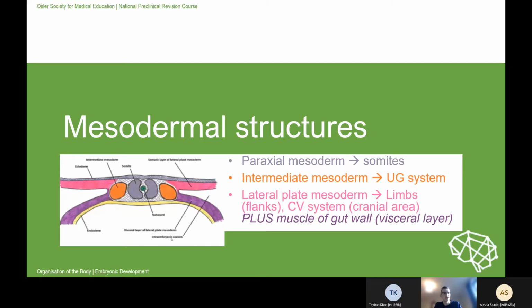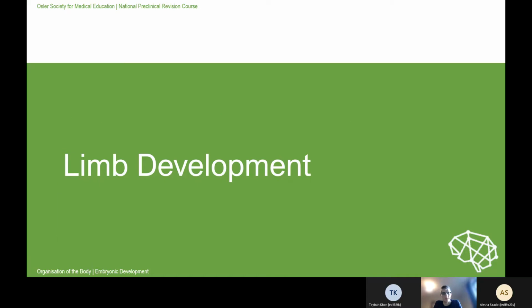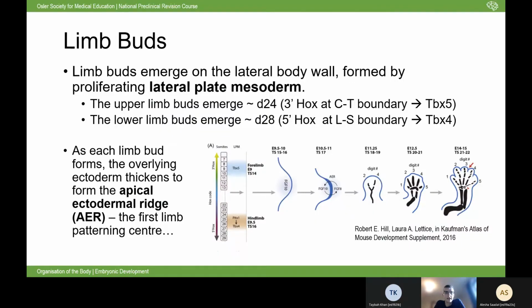A reminder on this slide of those divisions of the mesoderm that arise around embryonic folding. So let's think about the limb. The limbs emerge from the lateral plate mesoderm. So that's kind of your flanks, if you like, and they are buds, swellings of mesoderm. We can see the specific spinal levels they emerge at, and they are associated with specific HOX genes that act at that level, and the HOX genes themselves upregulate a different set of transcription factors, in this case TBX genes, T-box transcription factors, to induce kind of the upper limb TBX5 and the lower limb TBX4.